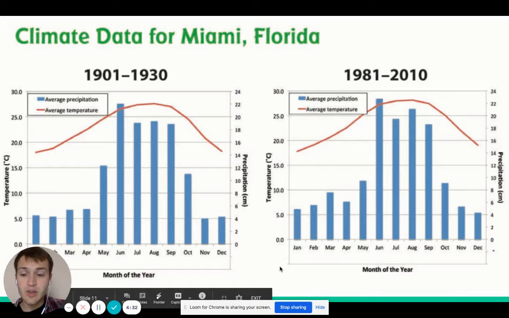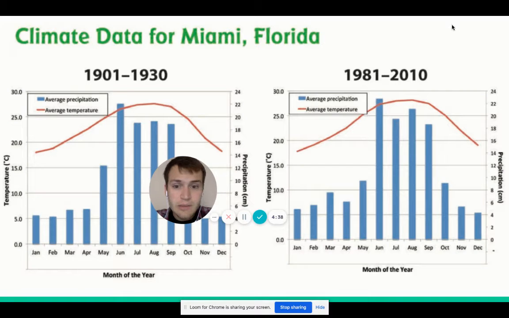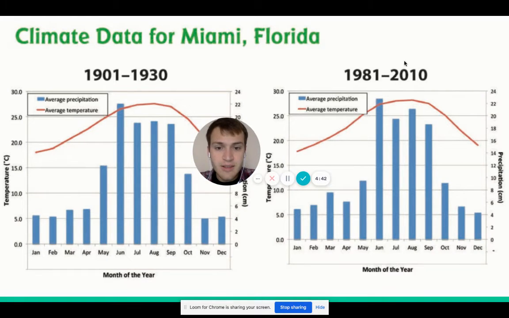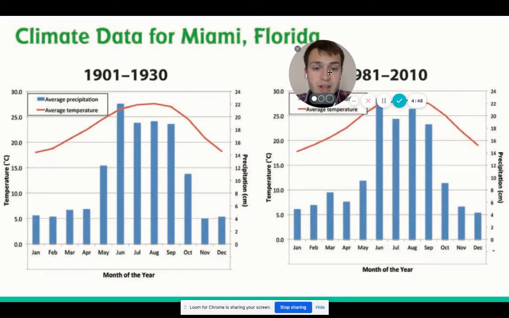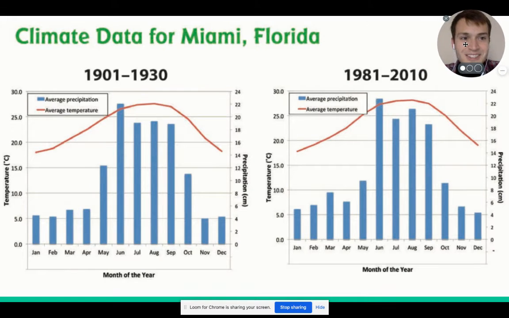So for both of these cities, we're going to take a look at some climate data. So we're going to look at two charts that look exactly like this. The first one for Miami, the second one for Los Angeles. First, before we try to make sense of these charts, I want to talk about what information we even have in the charts. So first of all, we should look at the title. The title is Climate Data for Miami, Florida. Okay.